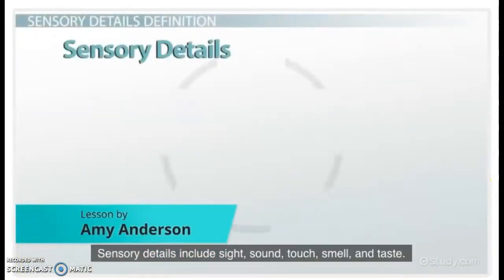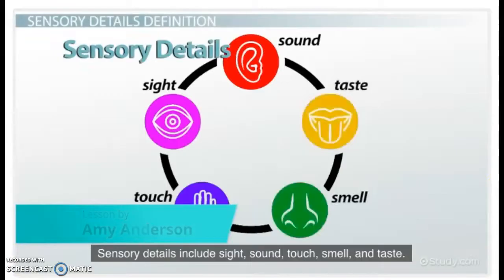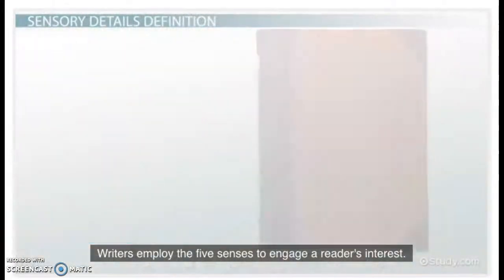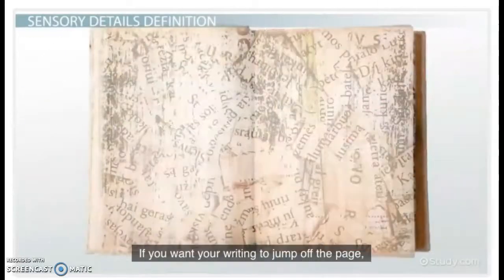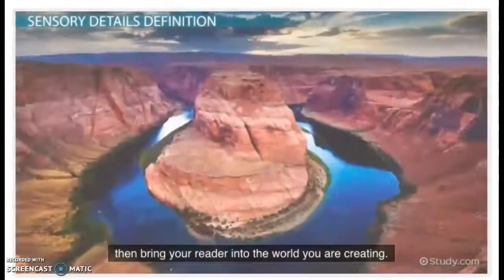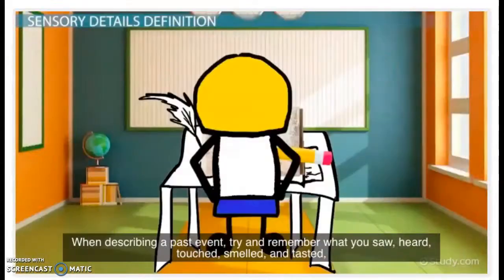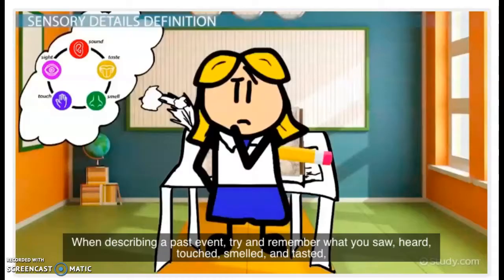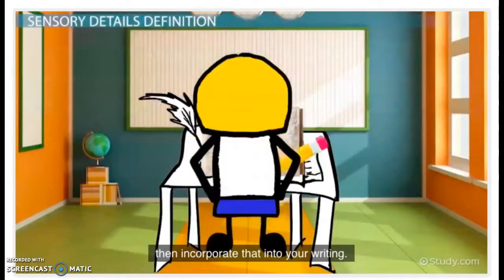Sensory details include sight, sound, touch, smell, and taste. Writers employ the five senses to engage a reader's interest. If you want your writing to jump off the page, then bring your reader into the world you are creating. When describing a past event, try and remember what you saw, heard, touched, smelled, and tasted. Then incorporate that into your writing.